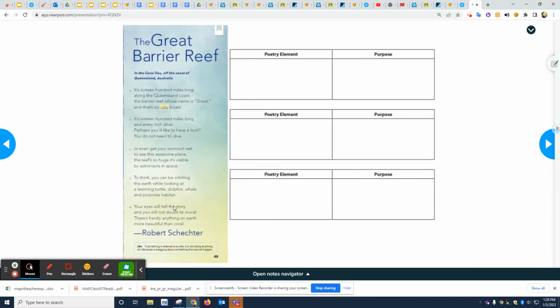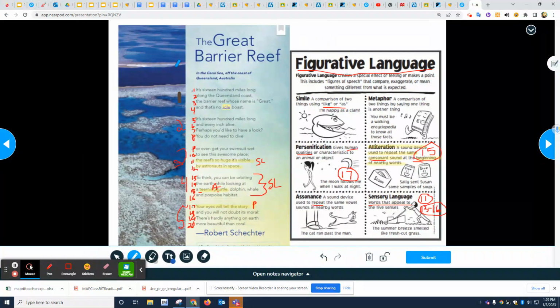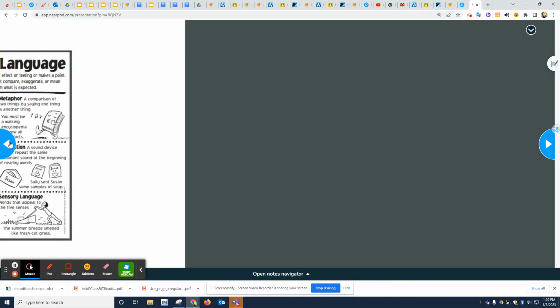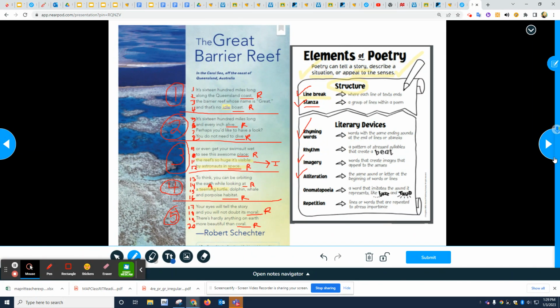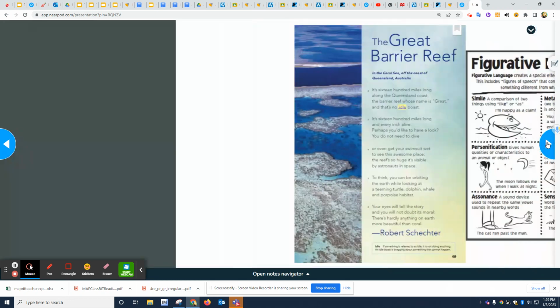So we've already read this poem a couple times and we've analyzed it. We have numbered it, we've found the stanzas, we've found rhyme, we've looked for different specific types of figurative language. And now it's time to think about the purpose of those figurative languages. This is not going to be hard for you, but you might have to flip back and forth because you've already marked up for figurative language and you already marked up for the elements of poetry. So you might be sliding back and forth like I am on this Nearpod.